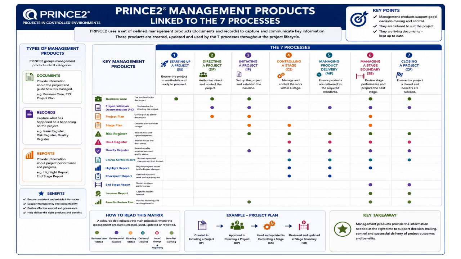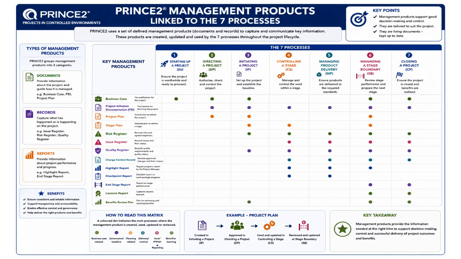The slide also highlights change control records, which support controlled change management. Since projects often experience changing requirements, PRINCE2 ensures that proposed changes are formally assessed for their impact on time, cost, quality, scope, risk, and business justification before approval.